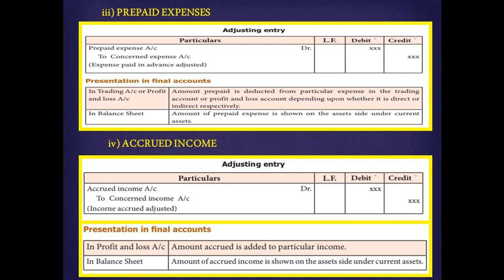Then accrued income. It is also called outstanding income. It is the income which has been earned but not received during the accounting period, and the adjustment entry is accrued income account debit to income account. Accrued income is shown on the asset side of the balance sheet and it is added to the respective income account on the credit side of the profit and loss account.